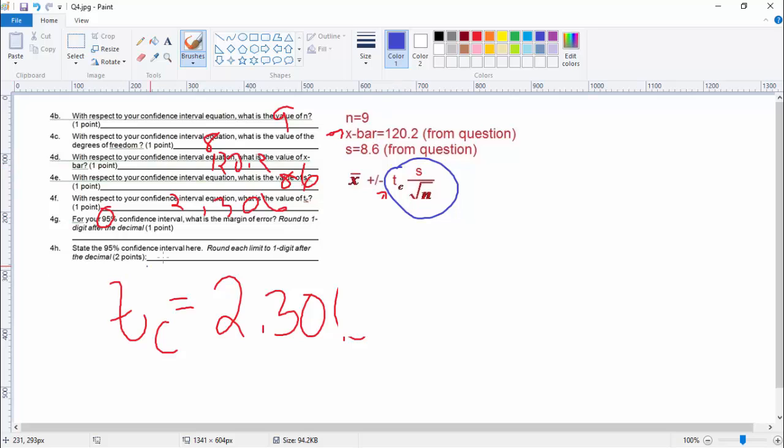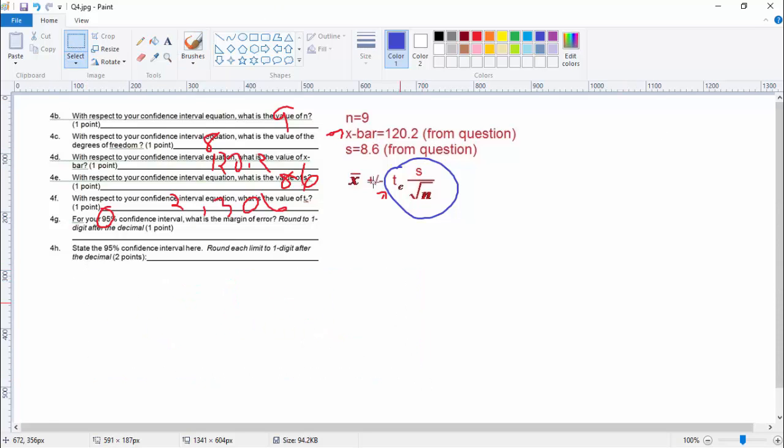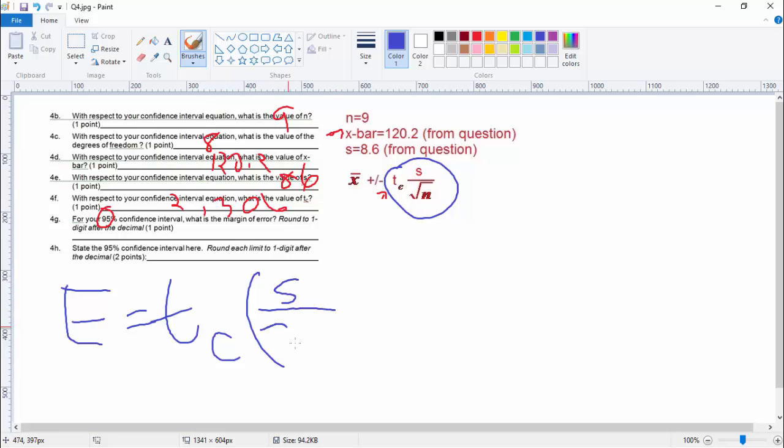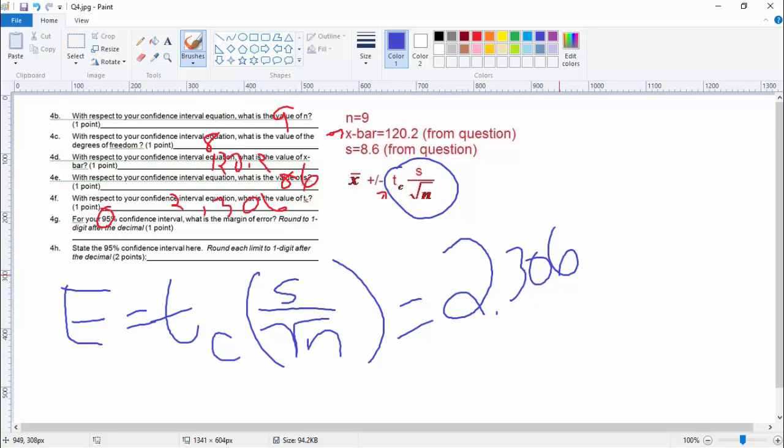I can get some real estate over here too. Okay, so let's just deal with this E. E equals t sub c times, I'm going to just overdo it, times the s over the square root of n. Remember again, you've got to do the square root of n before you divide it into the s. So how do we get that? Well, I wrote everything down here. It's 2.306. If I write big, I don't screw up as much. And we'll do 8.6. Remember, that's up there.